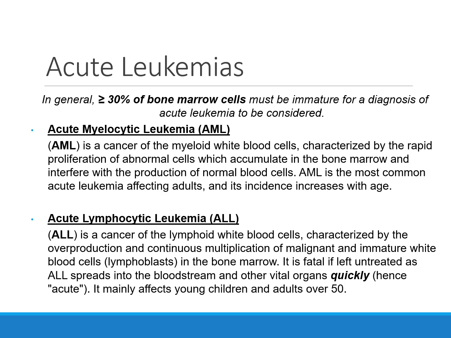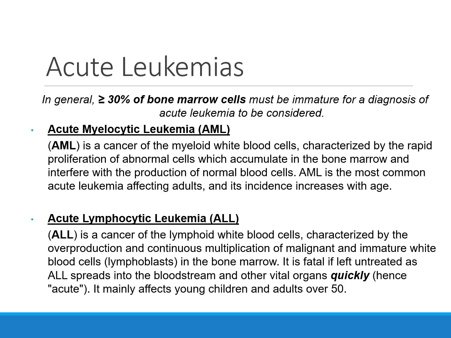Now, acute myelocytic leukemia, or AML, is a cancer of the myeloid white cells. It's characterized by a very aggressive and rapid proliferation of abnormal cells. And those cells accumulate in the bone marrow and really interfere with the production of normal blood cells. So we're going to start to see a decrease in normal ratios, normal proportions, and normal cells overall. And of course, AML is the most common acute leukemia affecting adults. And as we get older, its incidence increases with age.